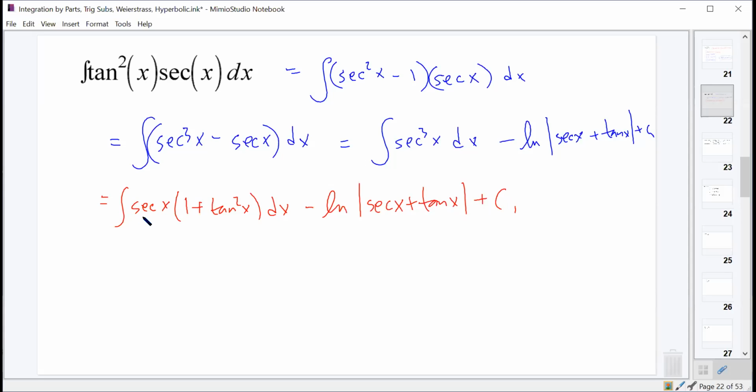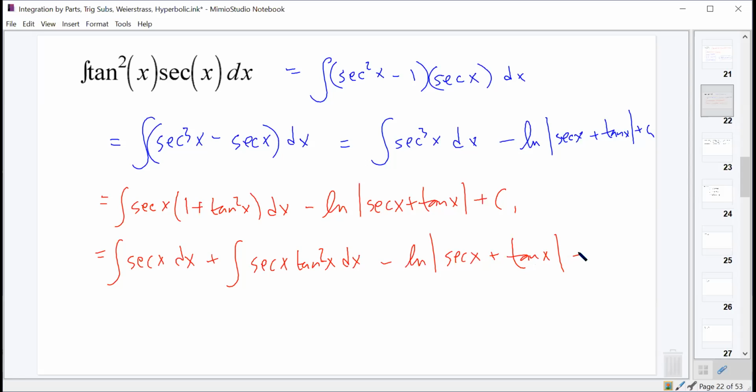Now, if I were to do that, I would need to then distribute this secant x through. So this will give me the integral of secant x dx plus the integral of secant x tangent squared x dx. And I liked where you were going with this because it seemed reasonable based on what we've been doing. But we now have a problem. So this whole thing was originally the integral of tangent squared secant x, right? That's what we originally had.